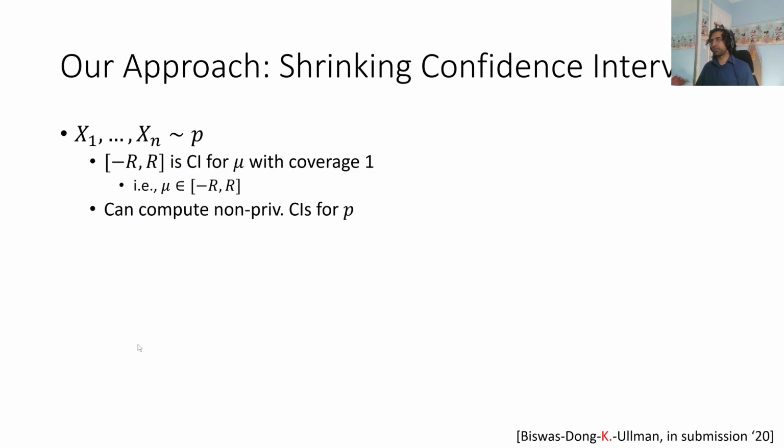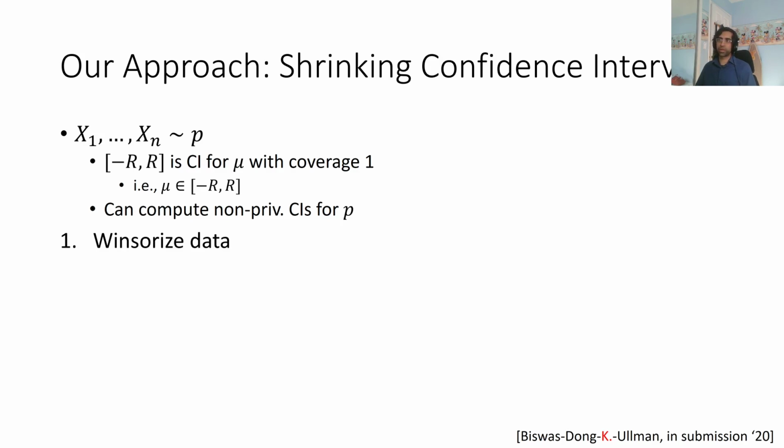And additionally, we need the fact that we can compute non-private confidence intervals for the distribution class P. For example, if P is a Gaussian distribution, this is something we can do no problem. We know this very well. So those are the prerequisites. Those are what we need to use this setup. And it's a very simple 3-step algorithm, essentially. The first 2 steps you already know.